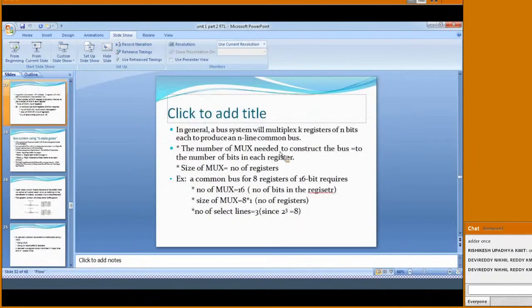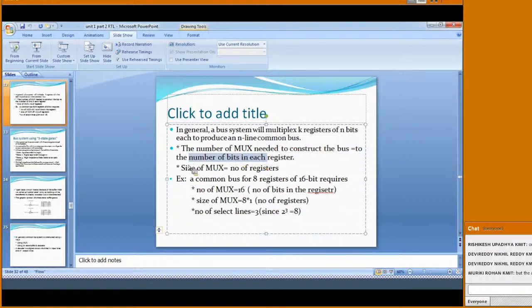See this example. When you are constructing a common bus system, one way of constructing it is by using multiplexers. How many multiplexers are required? The number of multiplexers required to construct the bus is equivalent to the number of bits in the registers. And what should be the size of the multiplexer? The size of the multiplexer is equivalent to the total number of registers.